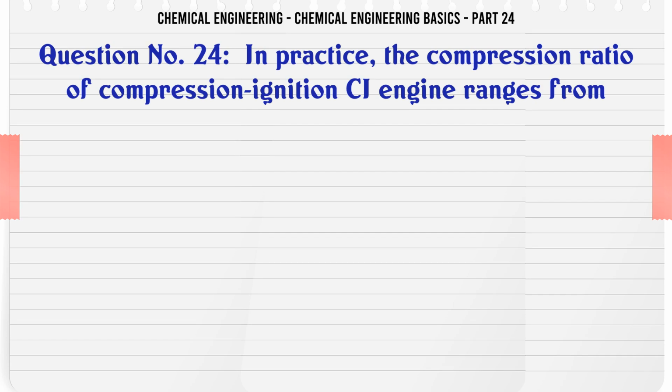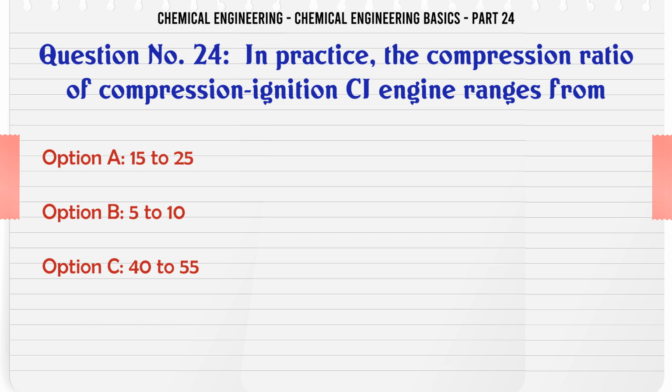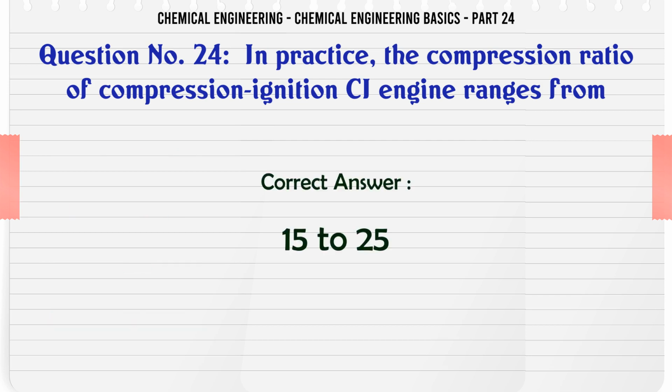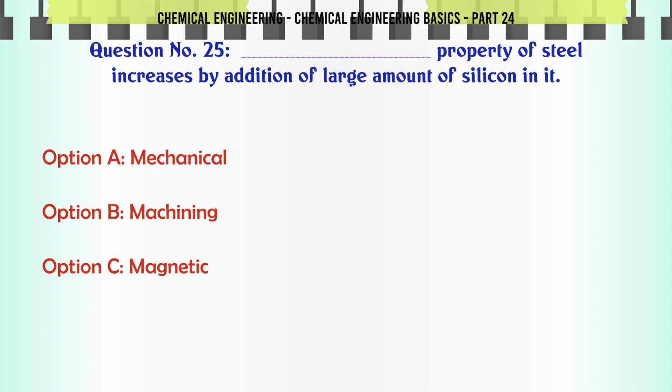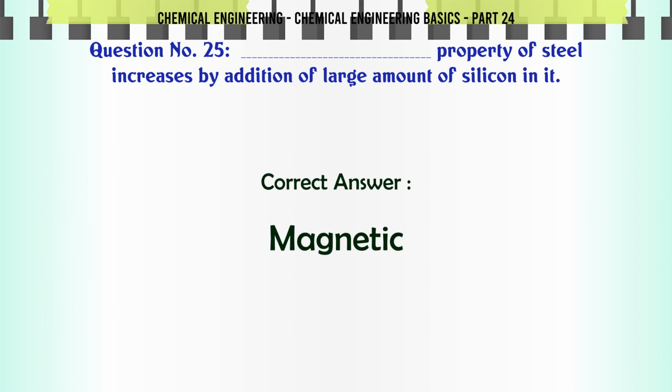In practice, the compression ratio of compression ignition CI engine ranges from A. 15 to 25, B. 5 to 10, C. 40 to 55, D. 60 to 70. The correct answer is 15 to 25. Property of steel increases by addition of large amount of silicon in it. A. mechanical, B. machining, C. magnetic, D. refractory. The correct answer is magnetic.